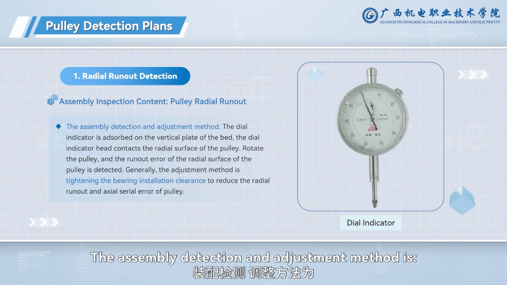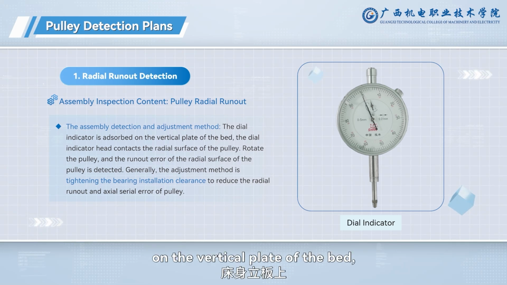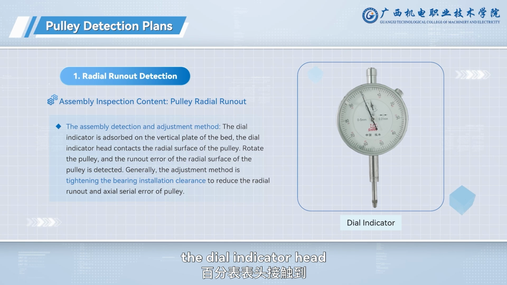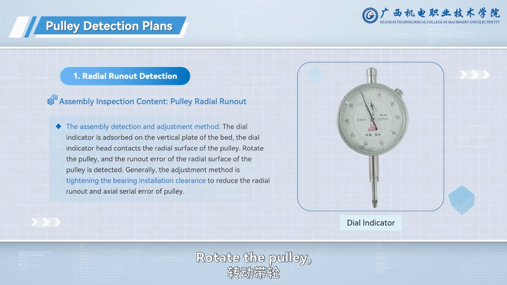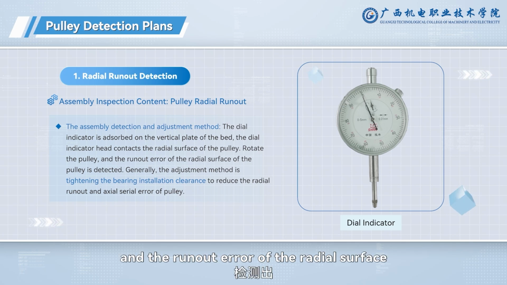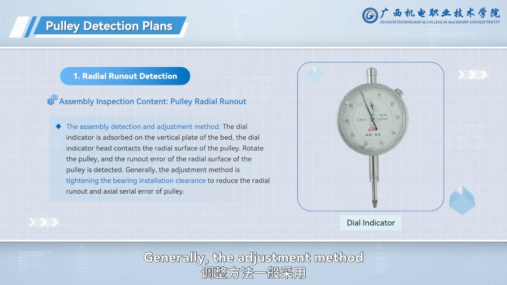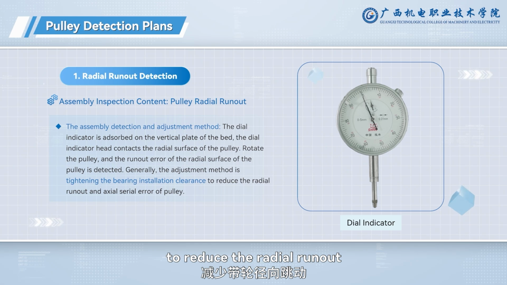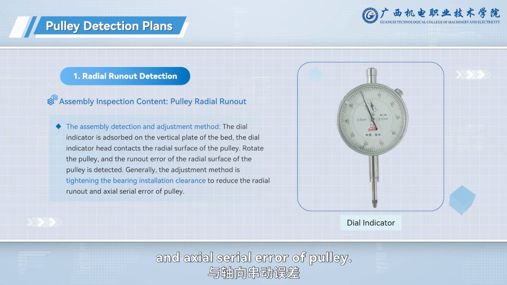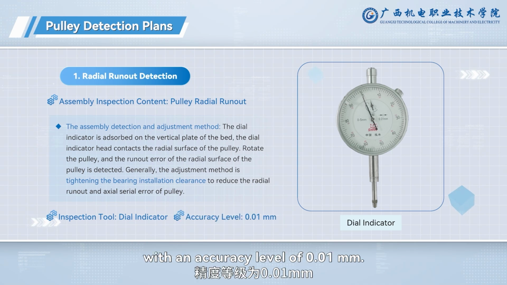The assembly detection and adjustment method is: the dial indicator is adsorbed on the vertical plate of the bed. The dial indicator head contacts the radial surface of the pulley. Rotate the pulley, and the runout error of the radial surface of the pulley is detected. Generally, the adjustment method is tightening the bearing installation clearance to reduce the radial runout and axial serial error of the pulley. Its checking tool is a dial indicator with an accuracy level of 0.01 mm.